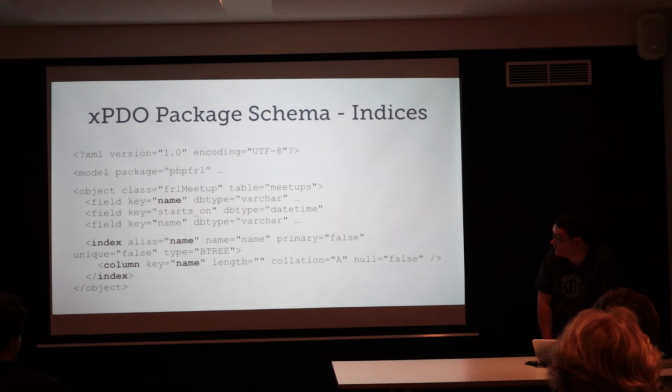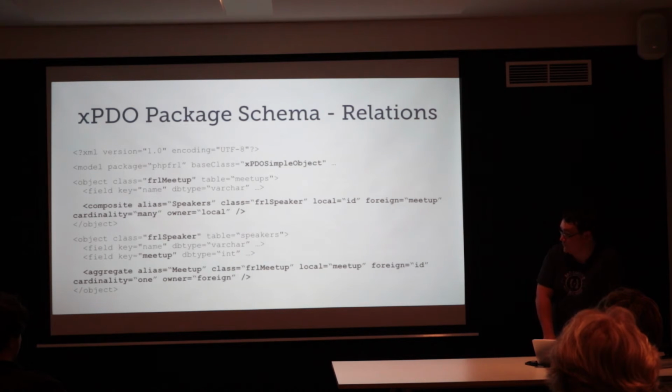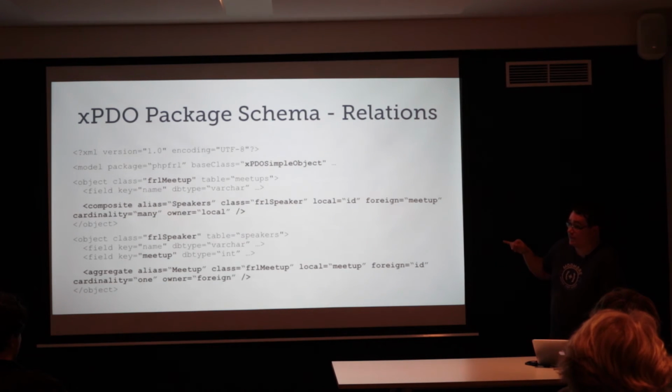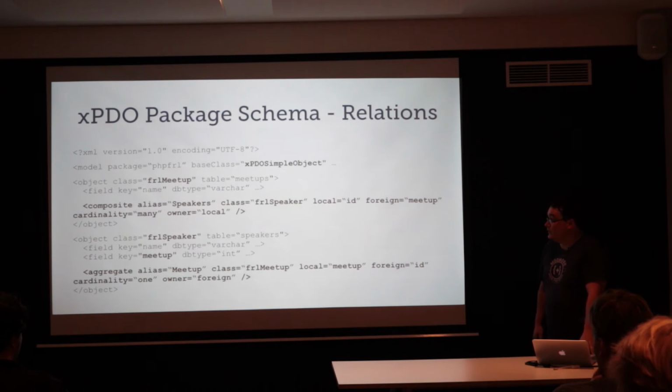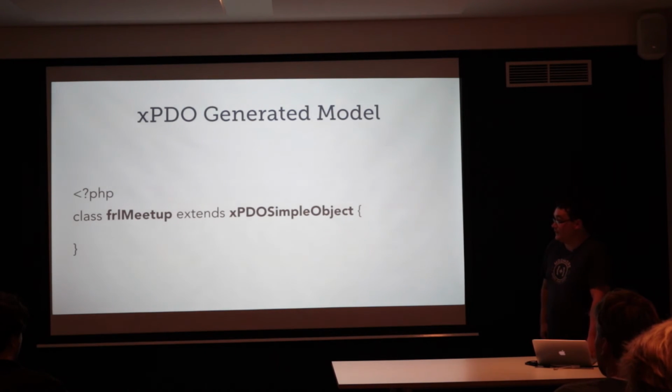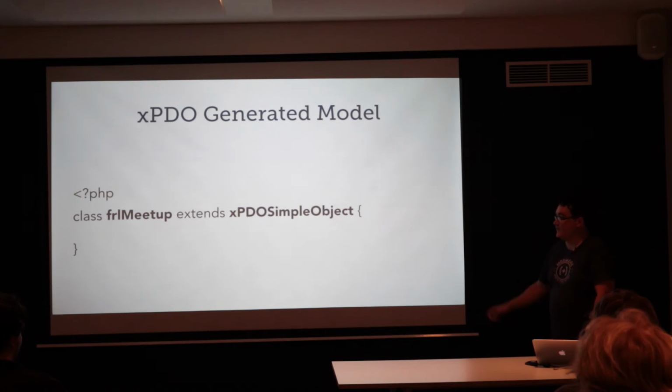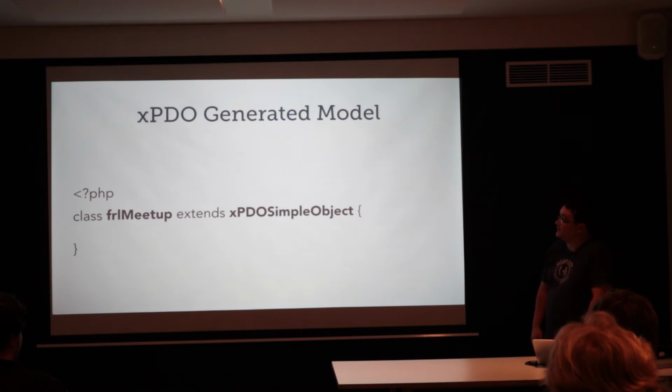We can add some indices, and we can add relations, which make it easier to get from one object to another, as I'll show in a little bit. In this case, composite and aggregate relationships. Composite means that if I delete the meetup object, it will delete all related speaker objects. And aggregate just means, hey, this is a connection. They just exist, but don't remove anything if I remove the other. This is the generated model. It's very impressive. Usually there's a bit of PHPDoc on top of it as well.